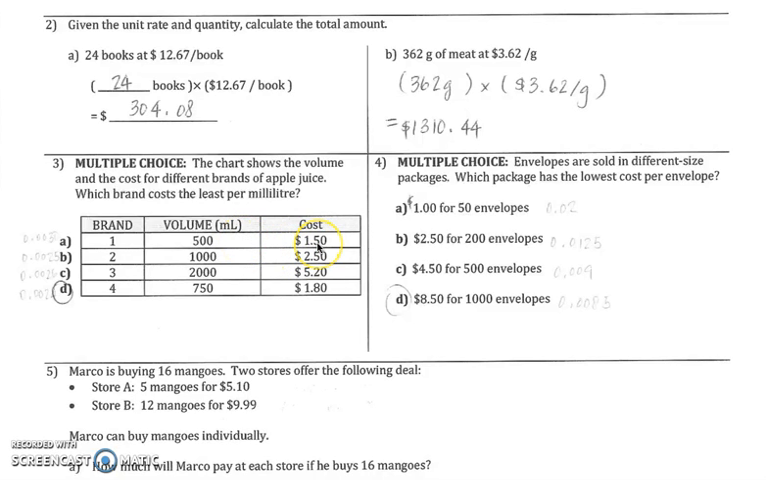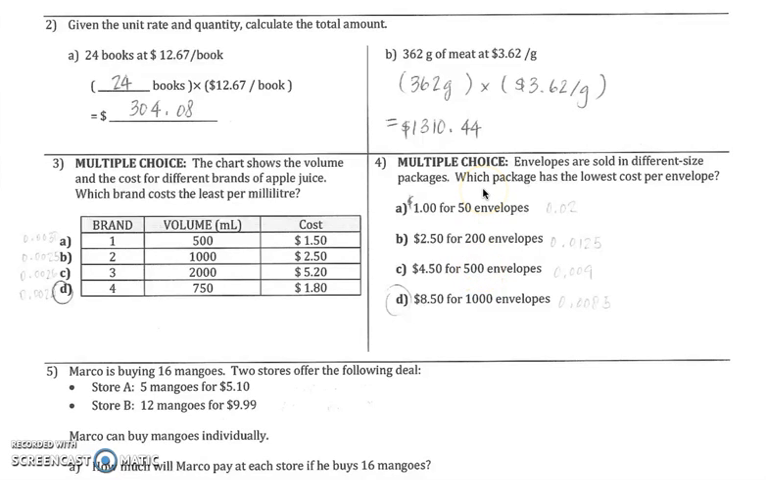So $1.50 divided by 500 milliliters is $0.0030 per milliliter. So you repeat these steps, cost divided by volume, to find the unit cost of all 4 brands of apple juice, and you find that answer D, or brand number 4, is the least expensive.